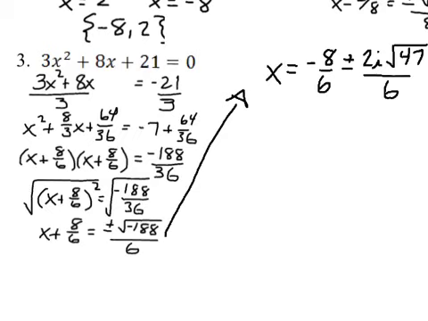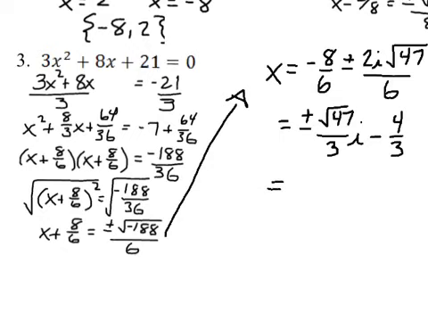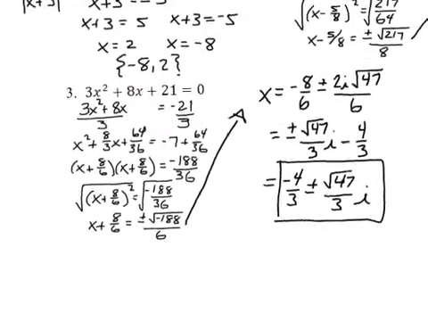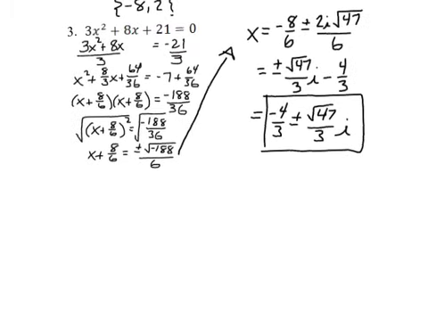And so I can do some cleaning up here. So if I rearrange, I'm going to get plus or minus root 47 over 3i minus 4/3. Actually, I don't even know why I wrote it like that. Let me flip that around, because we want to be in a plus bi form. So negative 4/3 plus or minus root 47/3 i. And there you go. So again, not a great looking or clean answer, but not an awful thing to find.